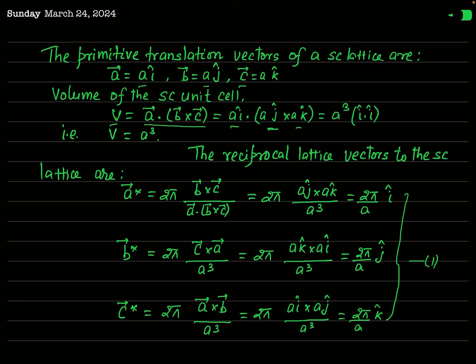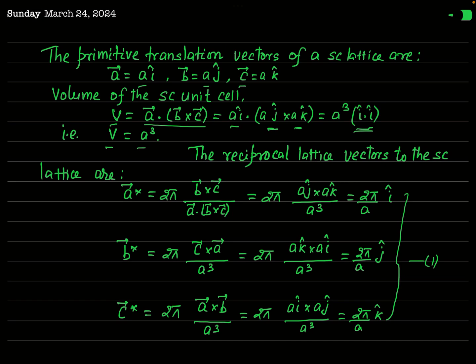Now you know j cross k will be equal to i. So I have written it here, i, and this will be i dot i. And a times a times a is a cube. But you know i dot i is equal to 1. So the volume of the unit cell of this simple cubic lattice is equal to a cube. Okay.